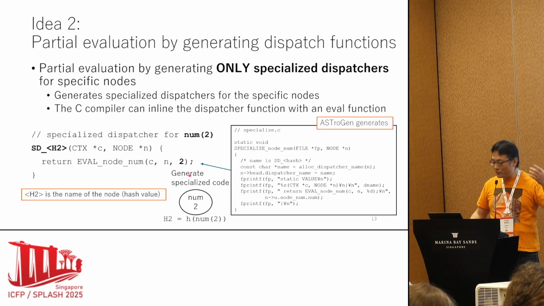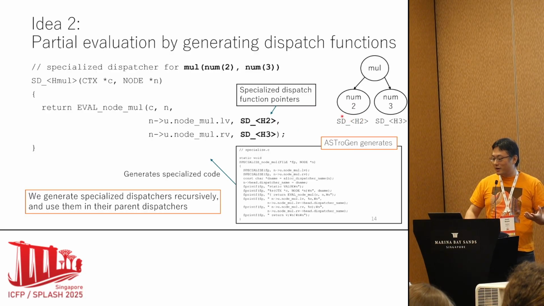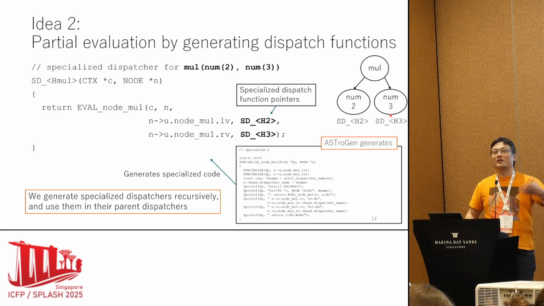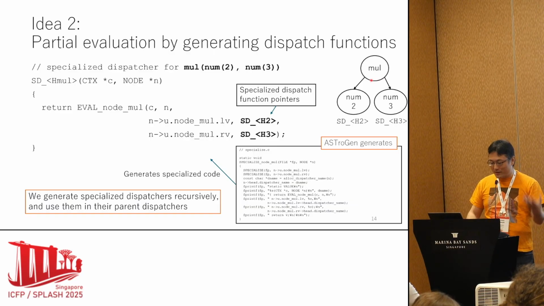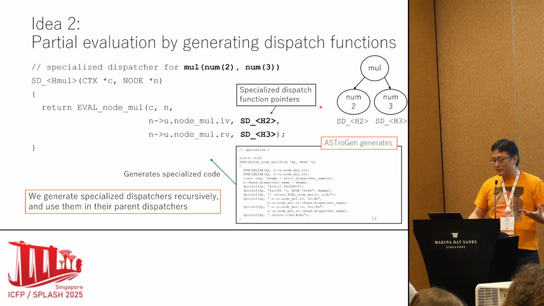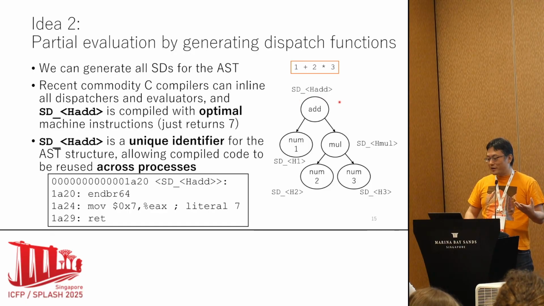After that, we can get the dispatch functions for node num 2 and node num 3. So we can pass the specialized functions for this one and this one, for this actual AST sub-tree. So by repeating this algorithm, we can get all the specialized dispatchers. And thank you to the C compiler.